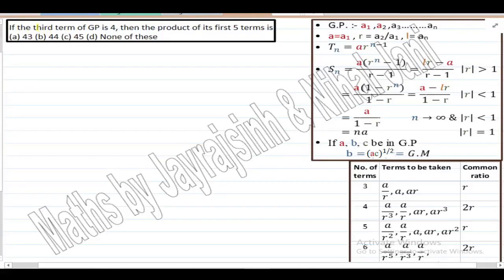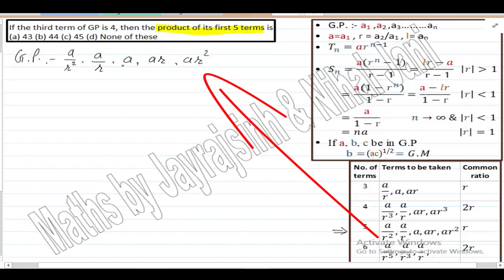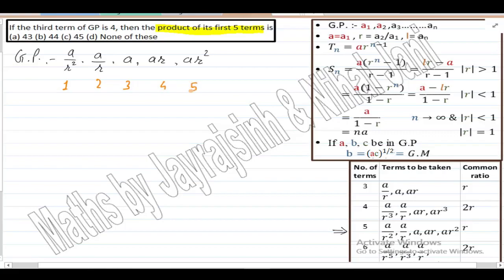The question is, if the third term of GP is 4, then the product of its first 5 terms is dash. Okay, so this product of 5 terms in GP will suggest that we have to assume from the table that our required terms of GP are a by r square, a by r, a, ar and ar square. Now this is your first term, second term, third term, fourth and fifth term. In the question, it is given that the third term of GP is 4. That means our third term T3 is equal to 4, or we can say a is equal to 4.